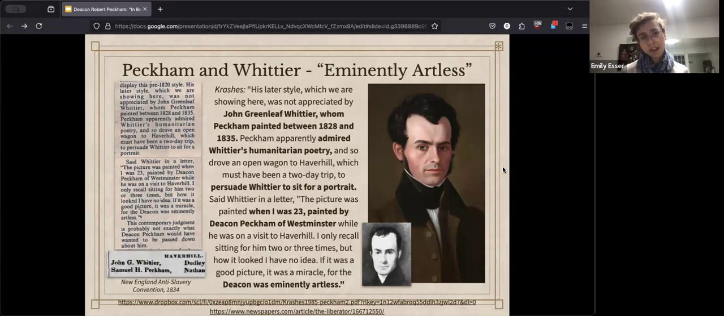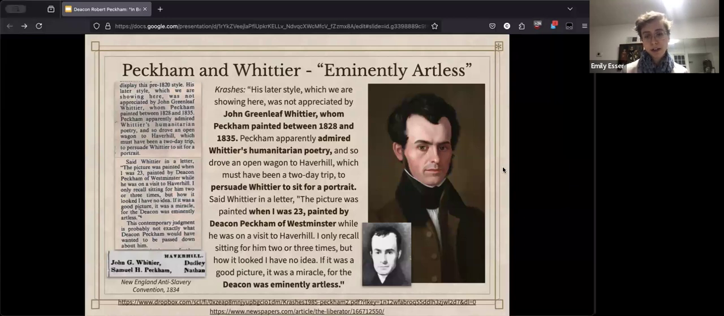Notably, this was probably to visit his brother Samuel Howland Peckham, who served on the New England Anti-Slavery Convention in 1834. The two of them went together as the delegates from Haverhill, and they knew each other before that. So Samuel Howland Peckham probably secured this sitting for him. Anyway, it says, "I only recall sitting for him 2 or 3 times, but how it looked, I have no idea. It was a good picture, it was a miracle, for the deacon was eminently artless."